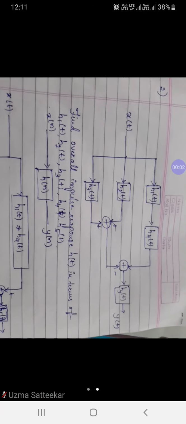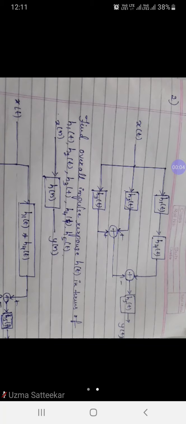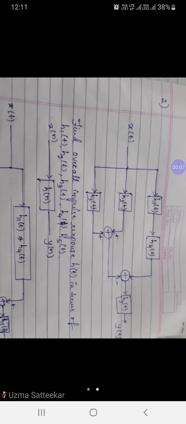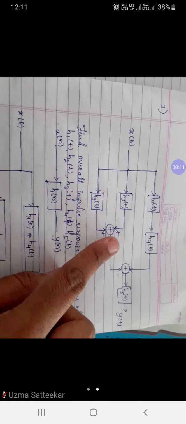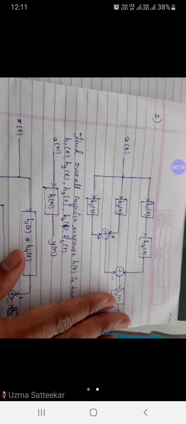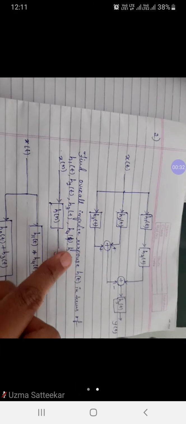Hello everyone. Let us now solve one more problem on system interconnection for LTI systems. This is the given block. X of t is given to you. This is for a continuous time system and y of t is your output, and this block contains many impulse responses: H1, H2, H3, H4 and H5. We need to represent the overall impulse response H of t in terms of all these subsystems' impulse responses.